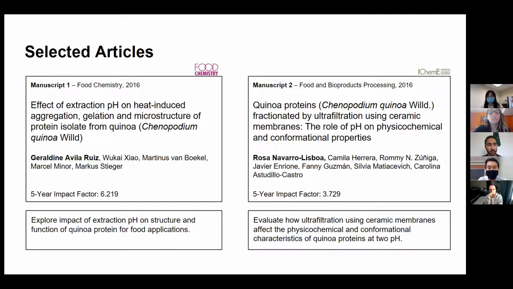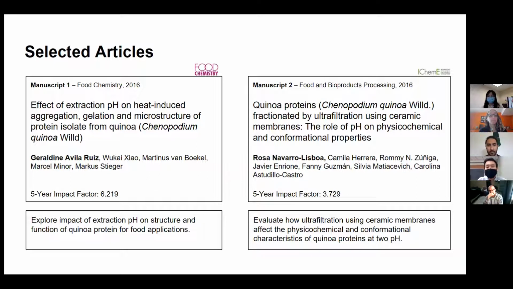We are studying extraction pH, and for these two papers, the first paper focuses on the effect of extraction pH on heat-induced aggregation, gelation, and microstructure of protein isolate from quinoa. They use an acid precipitation method as a way to extract the proteins, and for their objective, they were trying to link their findings to food applications.